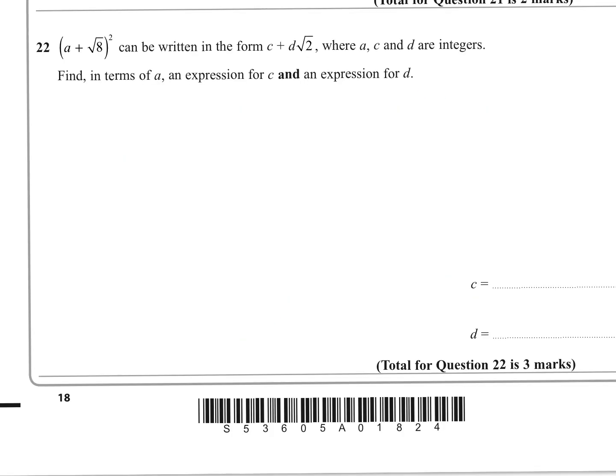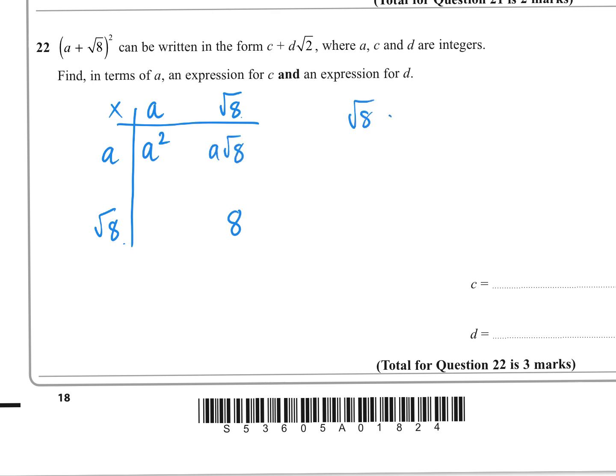Question 22. We have an expression here, a plus root 8, and we want to square it. Well, let's see what we'd get. We'd have a squared. Root 8 times root 8 is just 8. Here we'd have a root 8. I wouldn't write root 8a because it might make someone think that you're putting the square root sign around the a as well. So I would put the a in front. So a root 8, and then here we've got a root 8.